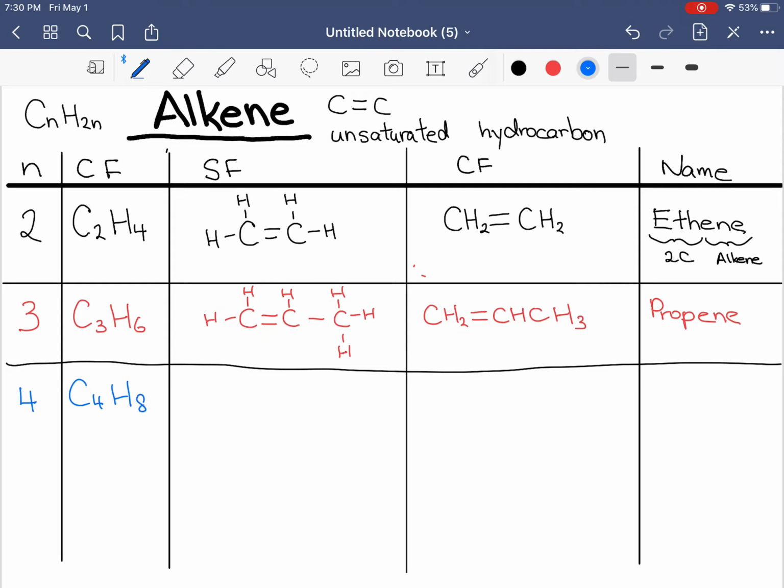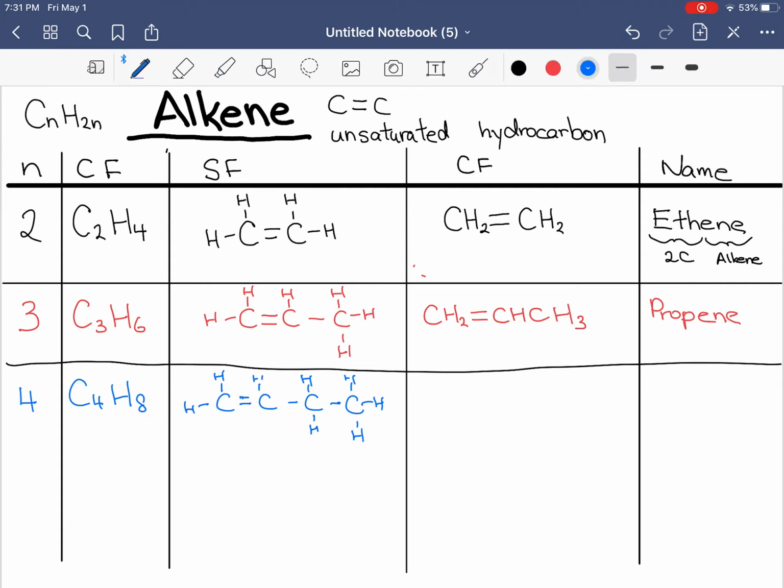Okay. So C4H8. 1, 2, 3, 4. There's your 4 carbon. Double bond, let's say between the first carbon and the second carbon. Let's add in those hydrogen, making sure that everybody has 4 bonds, because if you don't, you'll notice that you might not get H8. Okay, so be very careful.